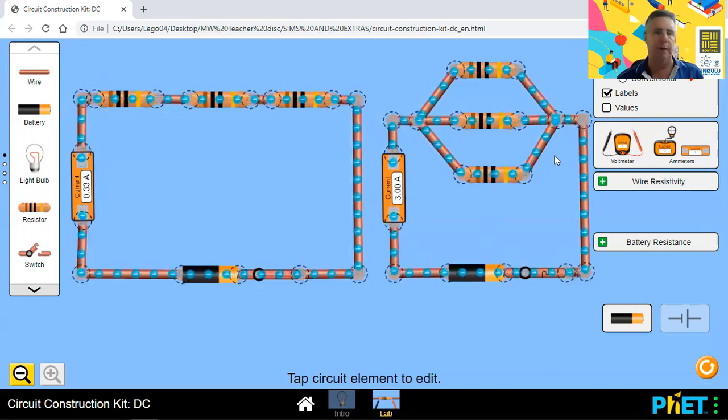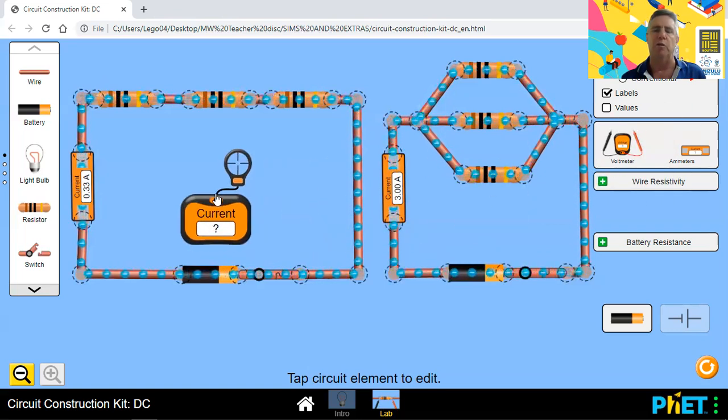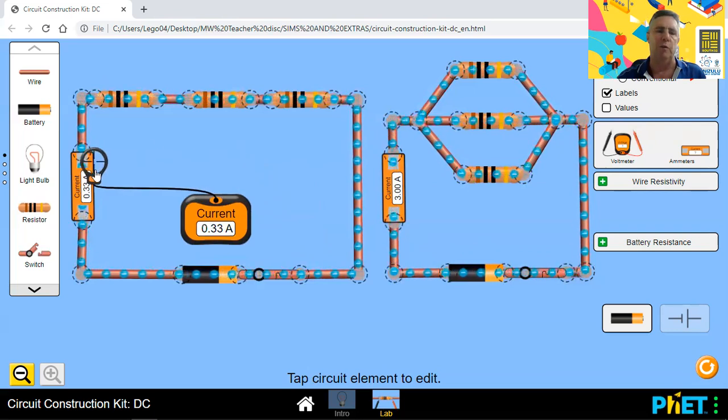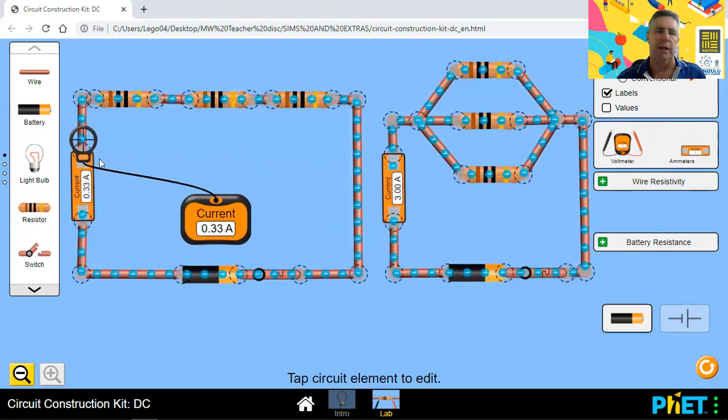Let's look at point number 5, which is about the total current. Now we have a fixed ammeter in each side, but we're going to use this non-contact ammeter. All we need to do is put it over the wire or the ammeter, and it measures the current passing through.